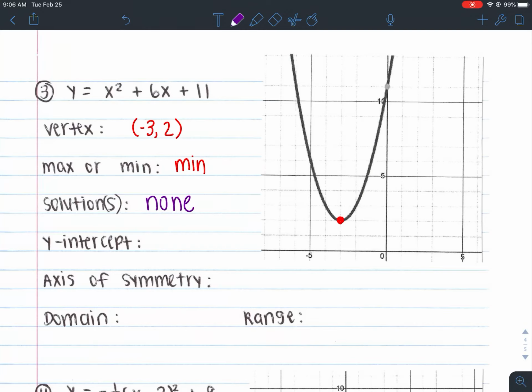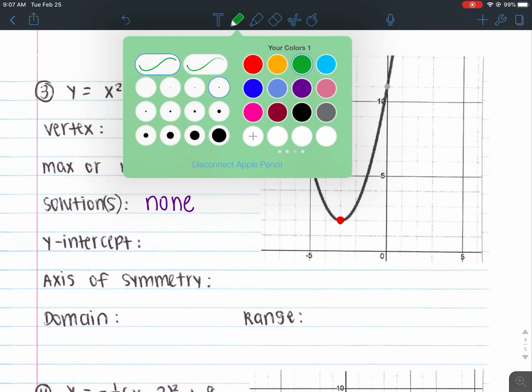You don't want to leave this blank because then it looks like you skipped the problem. So you want to make sure you actually say that there are none. So there aren't any, there are no x-intercepts, or you can just say none.